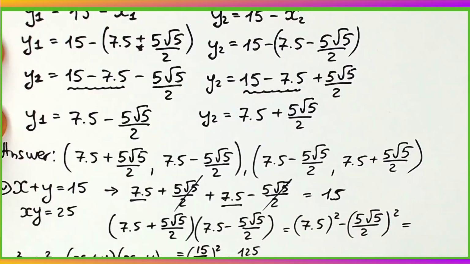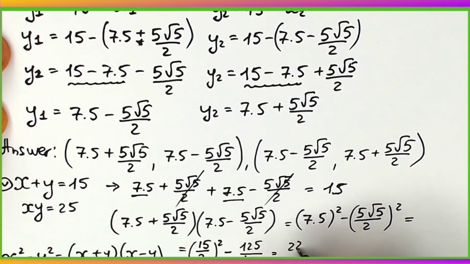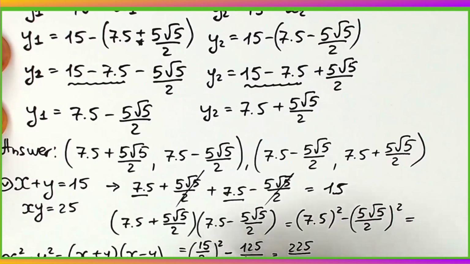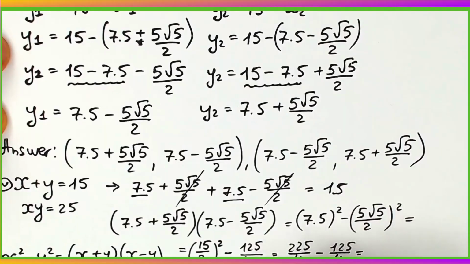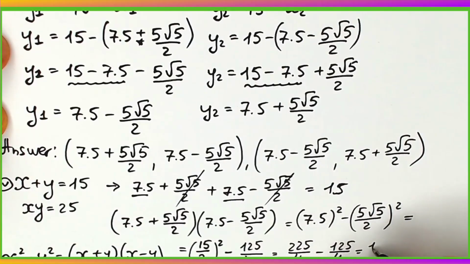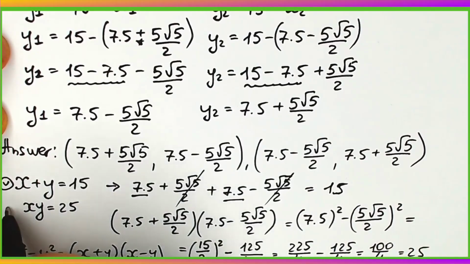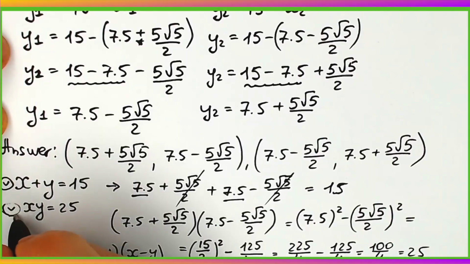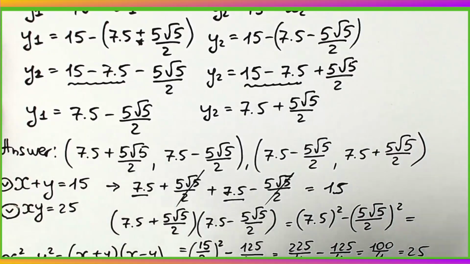So as a result, our final move: 15 squared, 225, over 2 squared equal to 4, minus 125 over 4, and as a result we have absolutely the same denominator, so we can easily subtract our numerators. So we have 100 over 4 equal to 25, and we have absolutely the same thing right here. So xy equal to 25, sorry.